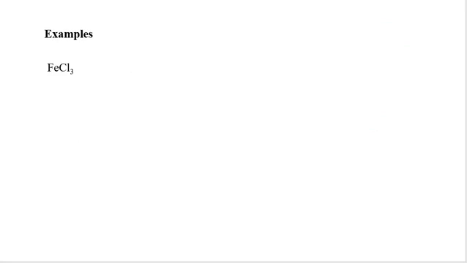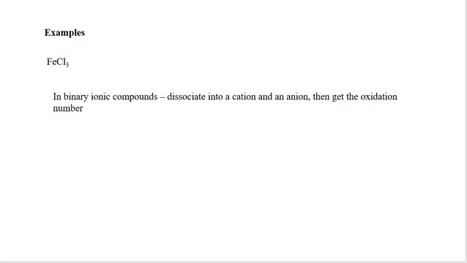Sometimes you're going to get an example like FeCl3, and you're not going to know either one. You don't have a rule for either of them. But you do know that ionic compounds dissociate. So if you're given an ionic compound, just dissociate that puppy. Binary ionic compounds dissociate into the cation and the anion, and you get the oxidation number. So FeCl3, we can dissociate to iron 3 plus and chloride.